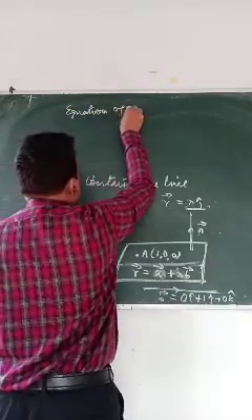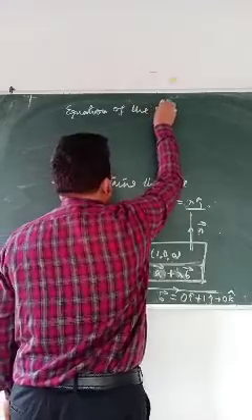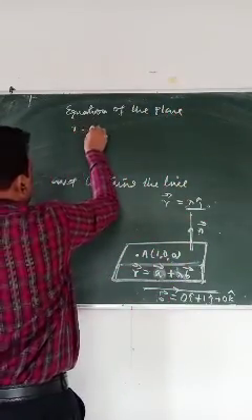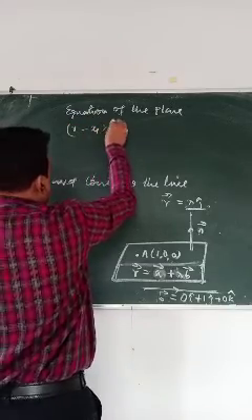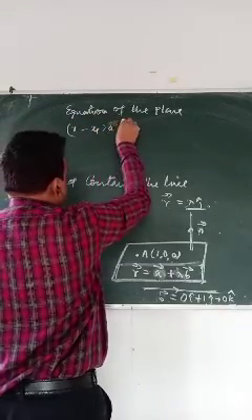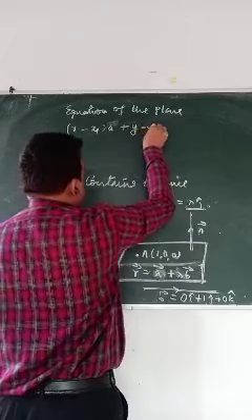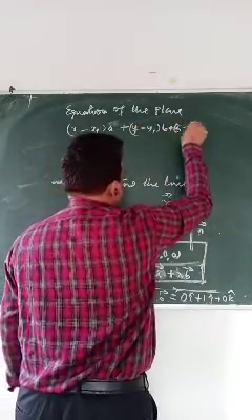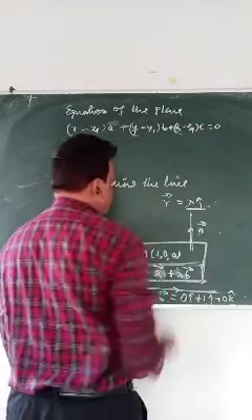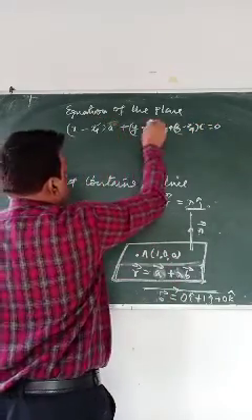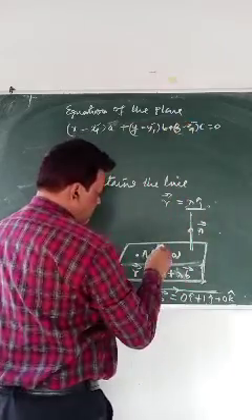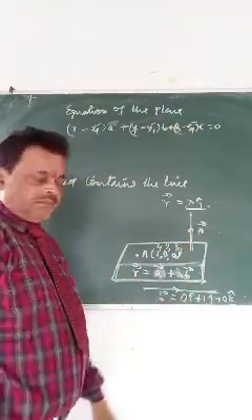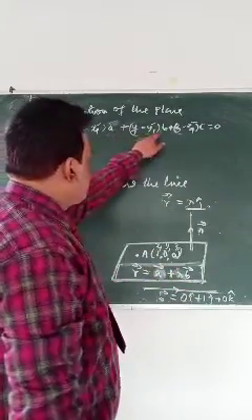Equation of the plane. When a point is given, I have to write a(x minus x1), b(y minus y1), c(z minus z1) equals 0. What is this x1, y1, z1? This is your point.